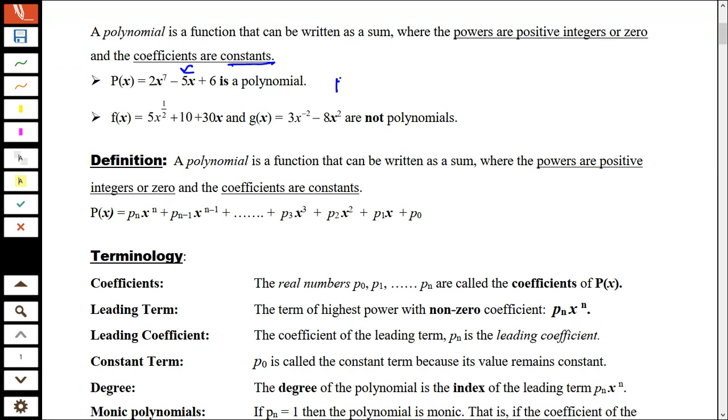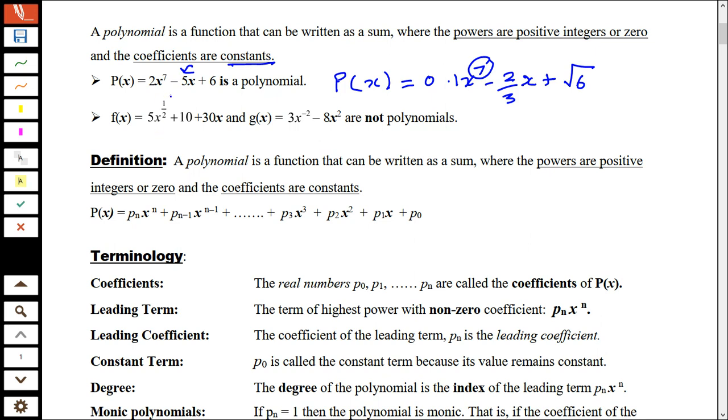So I could, for example, write p of x equals 0.1 x to the 7 minus 2/3 x plus square root of 6. So any real number for the coefficients, but the powers have to be positive integers or 0, okay? Now have a look at the next one.